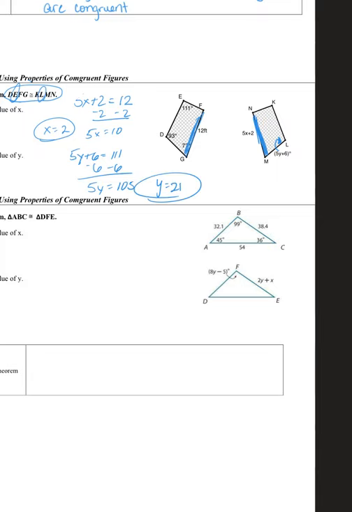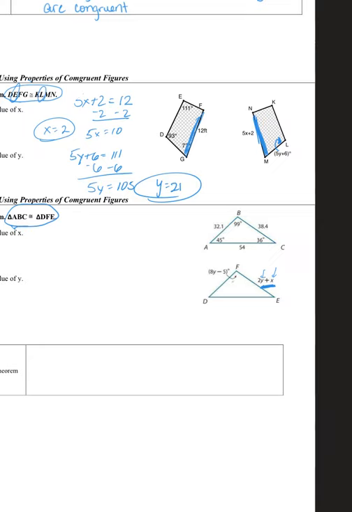So we use the congruency statement to figure out what pieces are supposed to match. In the next example, same thing. We're given a congruency statement. We're going to find x and y. So I look for x. Here is x. Well, there's a problem there. That has an x and a y. So that's not going to help us. Let's look at y first.